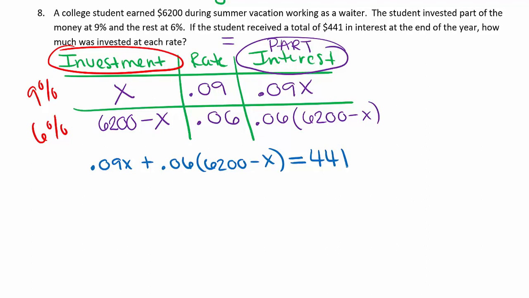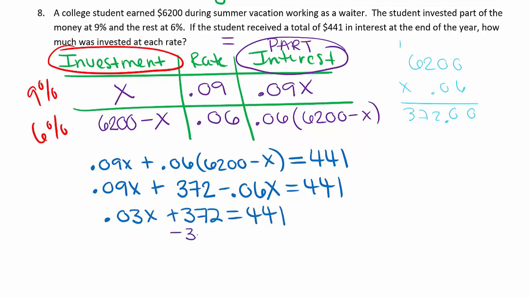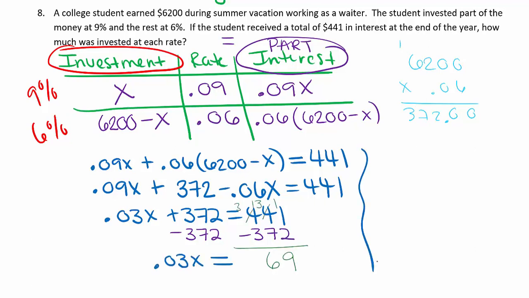So now I am going to get rid of parentheses. So I distribute the 0.06, and then I think I'll combine like terms, although you could clear the decimals right now if you'd prefer. But let's see, 0.09 minus 0.06 is 0.03x. To get the x by itself, I have to subtract the 372. So 0.03x equals 69.